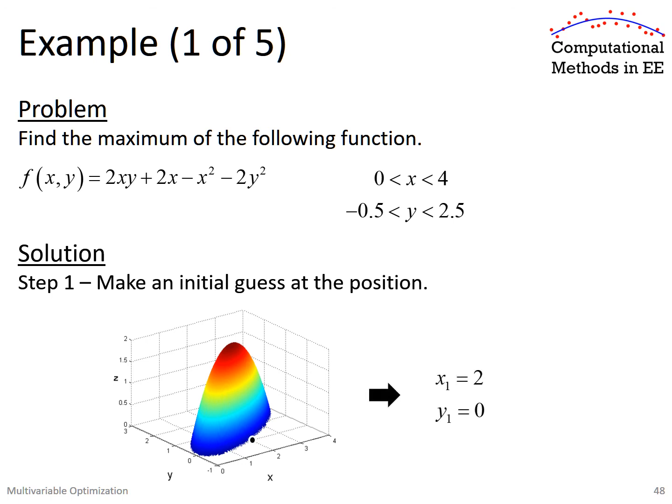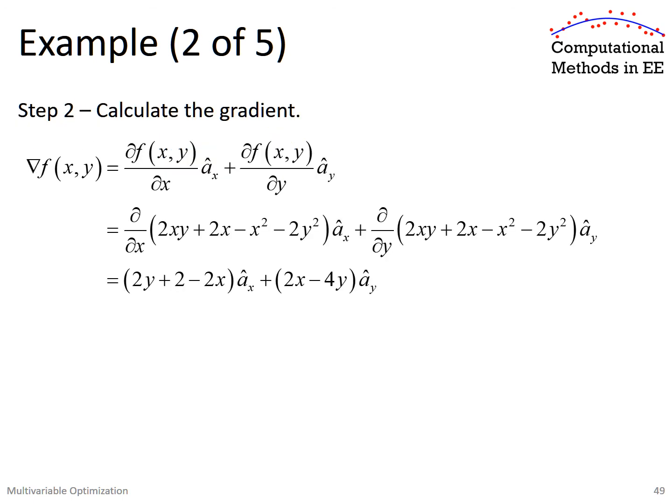So let's just pick a value of 2 for x and a value of 0 for y. That'll be our first guess, and maybe you saw this little dot appear here. So that's our first guess, and we want to proceed with this. So we need to calculate the gradient, and in this case we have a closed form equation, so we can actually come up with a closed form equation for the gradient, which is what I've done here. And so the final answer is here, and we can use this expression to calculate the gradient at any point.